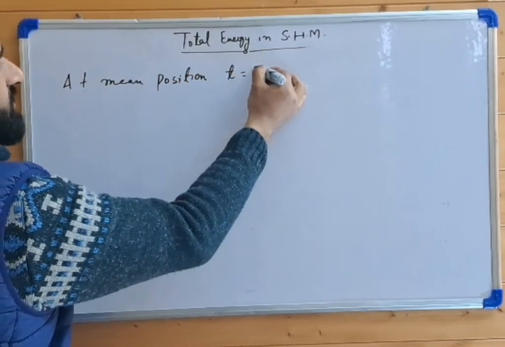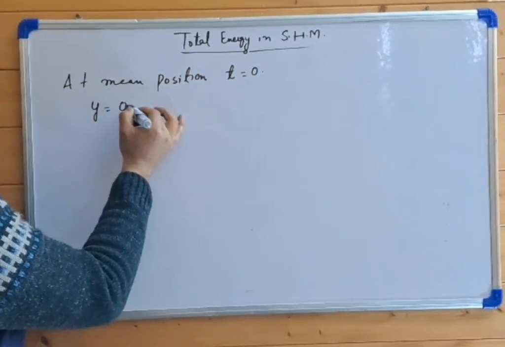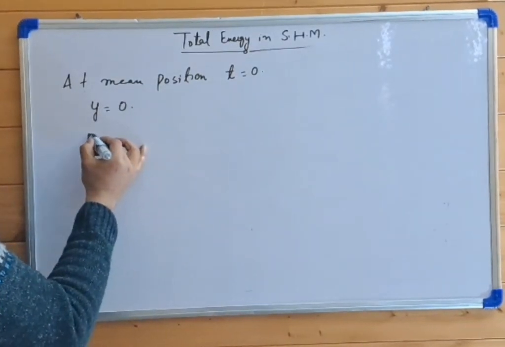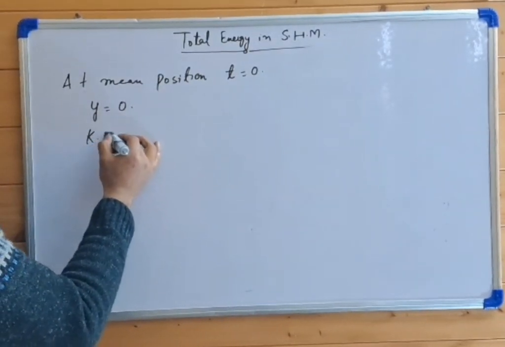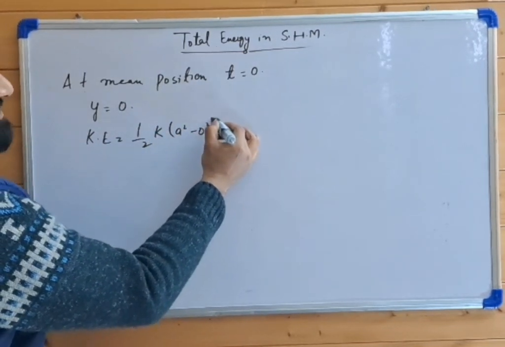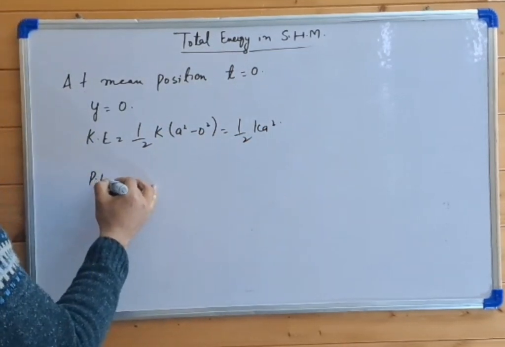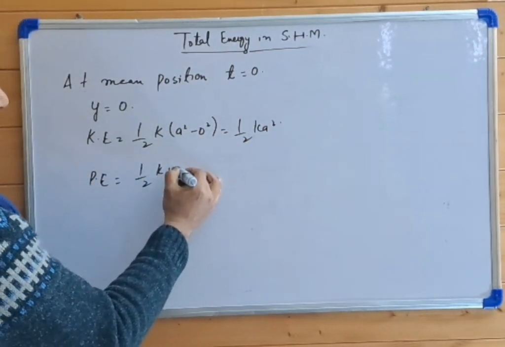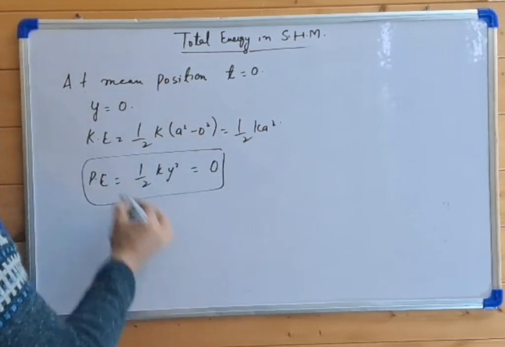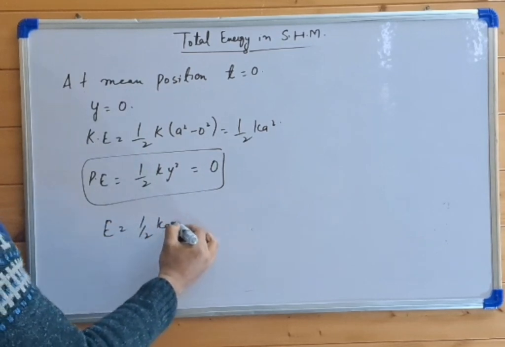or T is equal to 0. Now displacement at mean position is equal to 0. So kinetic energy is equal to 1 by 2 K A square minus 0 square, that is 1 by 2 K A square, and potential energy is equal to 1 by 2 K Y square. As Y is equal to 0, potential energy is equal to 0. So the total energy is equal to 1 by 2 K A square.